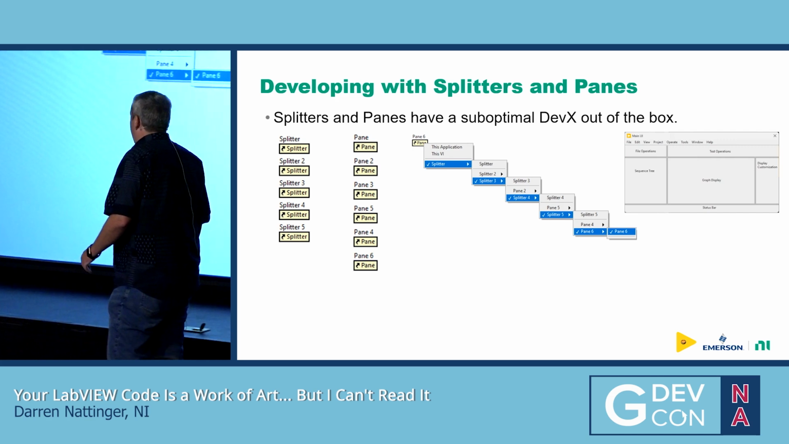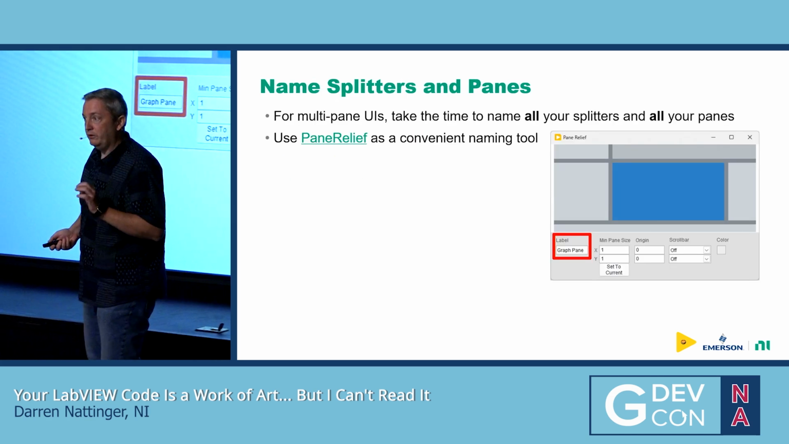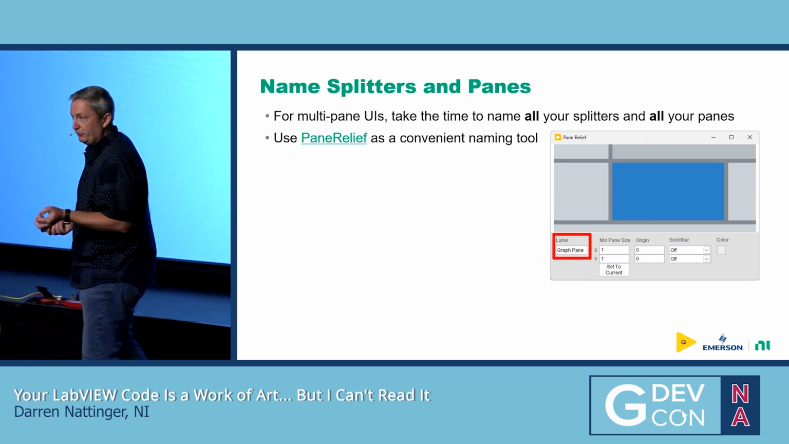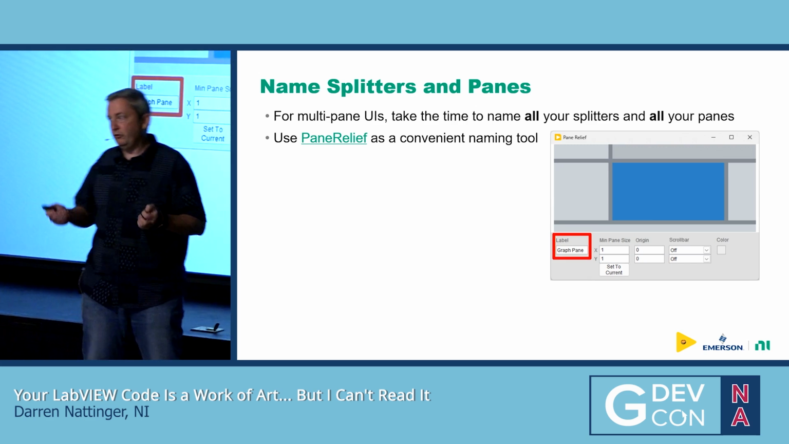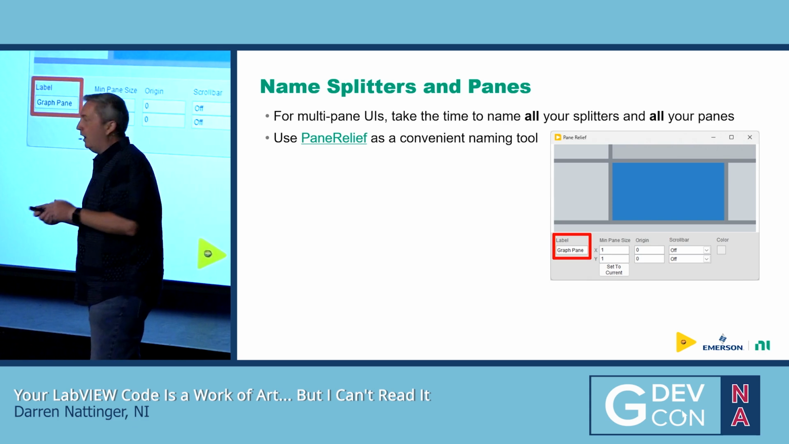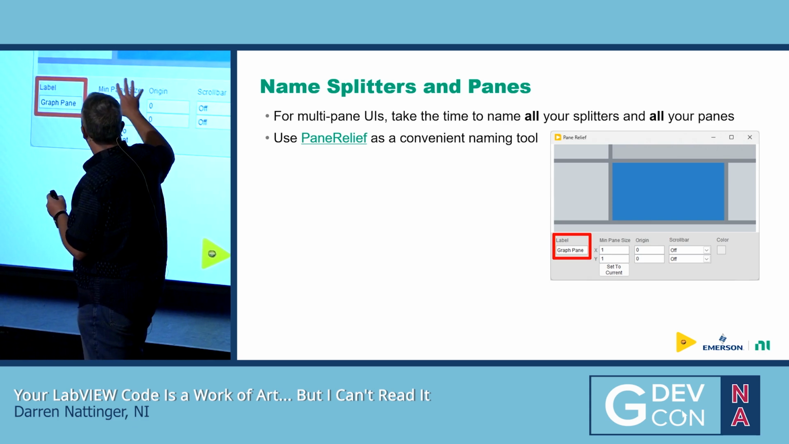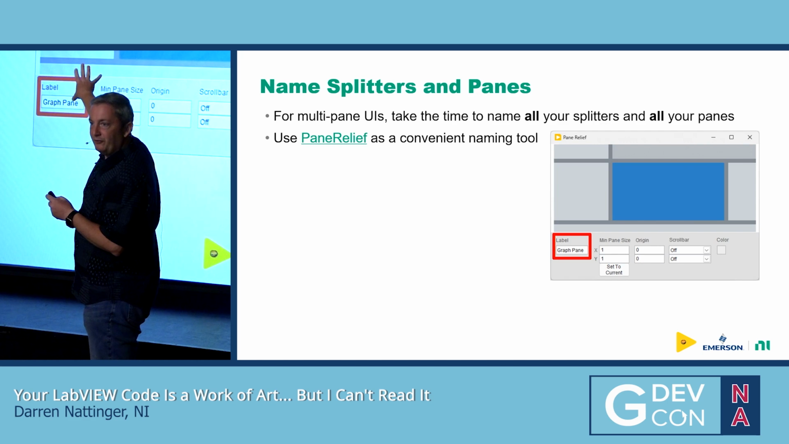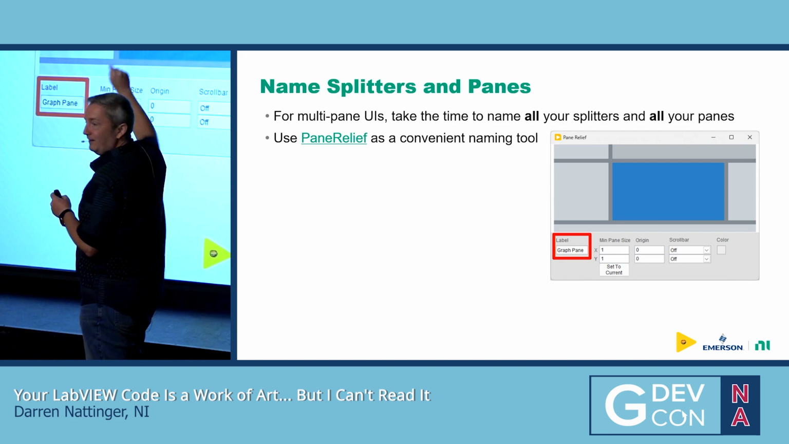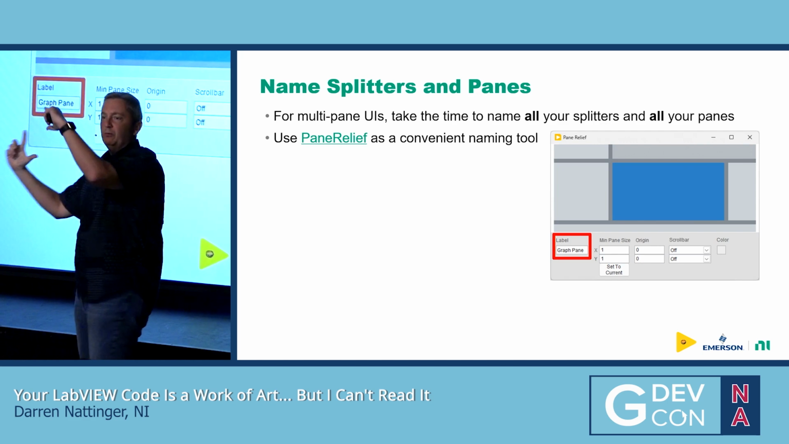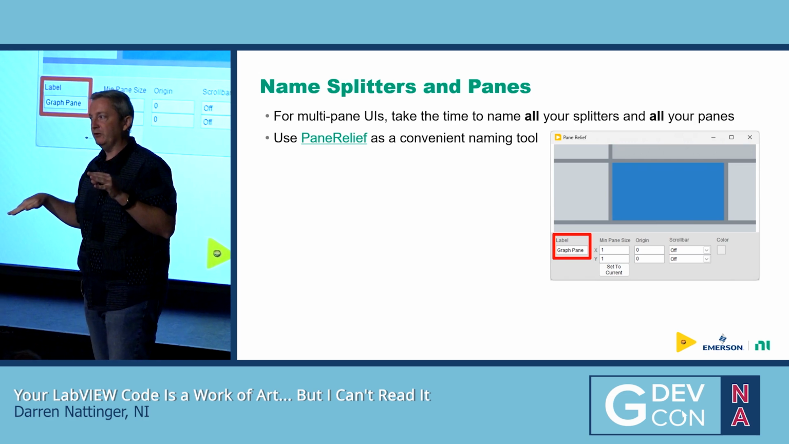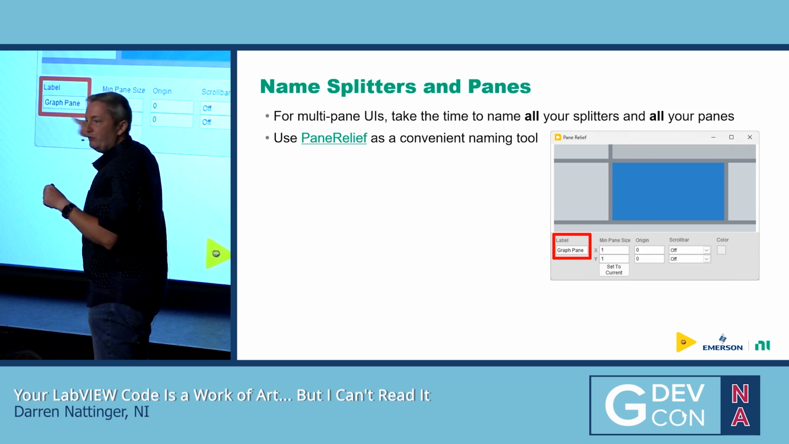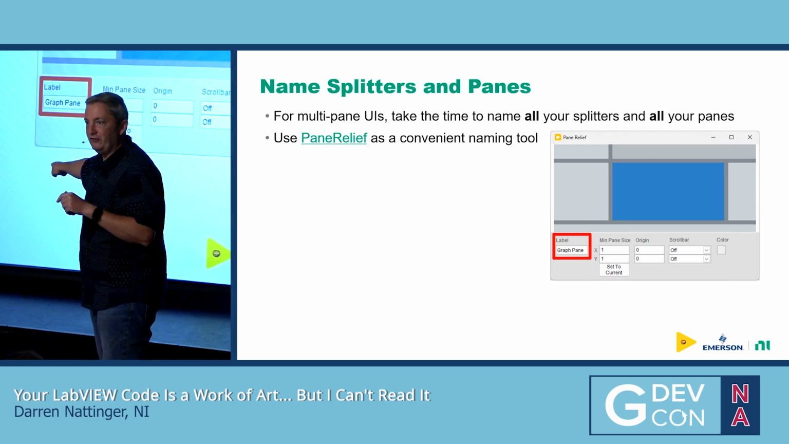So to solve this, there's a really cool tool that you can download on VIPM. It's called Pane Relief. It was written by a developer named Hope Harrison. And when you use Pane Relief, you get this cool UI on the front panel, like a floating window sort of, and it sort of draws your front panel for you, all the panes and all the splitters. You can click on one, and you can change properties about it. And the first thing you're going to do is change its name.